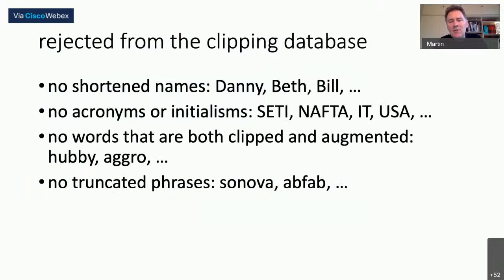And in contrast to work by Thomas Berg and Sabina Antlappe, we decided not to include shortened names like Danny or Beth or Bill. We also didn't include acronyms or initialisms like, for example, SETI or NAFTA or IT. We wanted to concentrate on the process by which words are shortened, that is, material is taken away, and the remaining material is still close in pronunciation to parts of the source word. We further didn't accept any clippings that were augmented in some form.